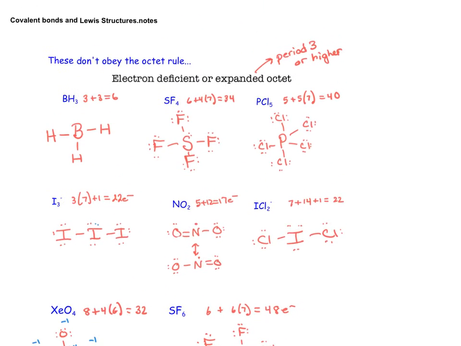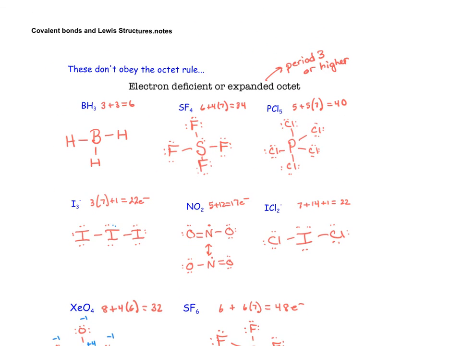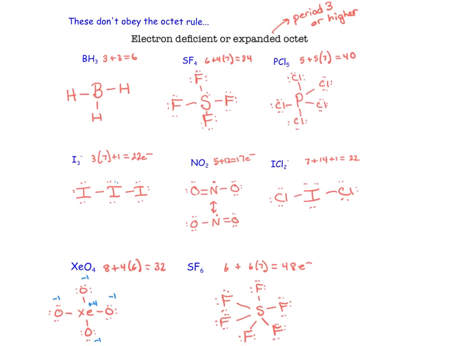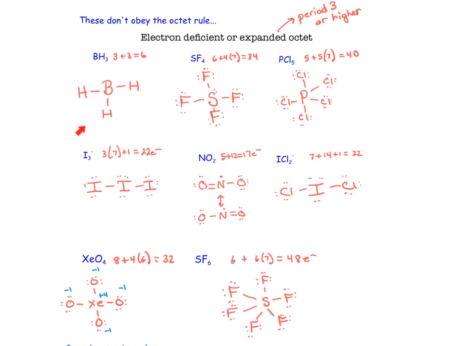So to review, not every molecule is going to obey the octet rule. Most do, and if you can stick to the octet rule, do that. But you'll find some that are electron deficient, like this NO2 or this BH3, and we'll find some with expanded octets, like PCl5 or SF4 or SF6. So I hope that gives you all the information you need, and you can try the problems.